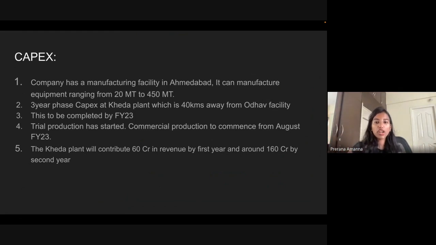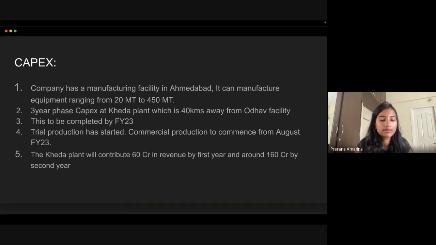Now, of course, this was not enough for them. As a result, what happened? They started another construction, the capex, at another plant. So this Ahmedabad ka plant jo hai, that is the other facility, 40 kilometers away from that, they started this plant called Kheda plant, right? This Kheda plant, it was a 3-year plan. They started this in 2019, and the capex was supposed to happen in a matter of 3 years.